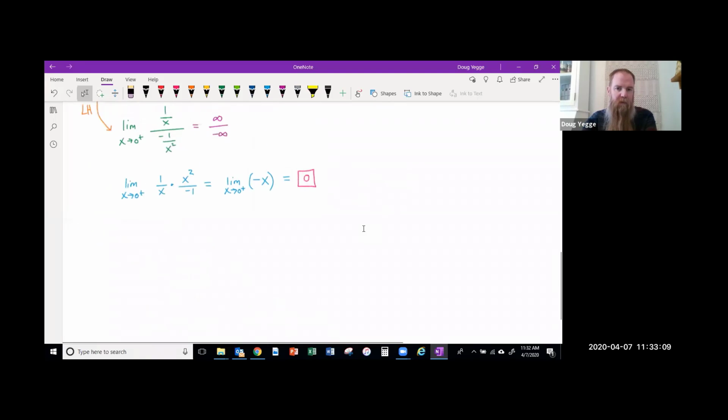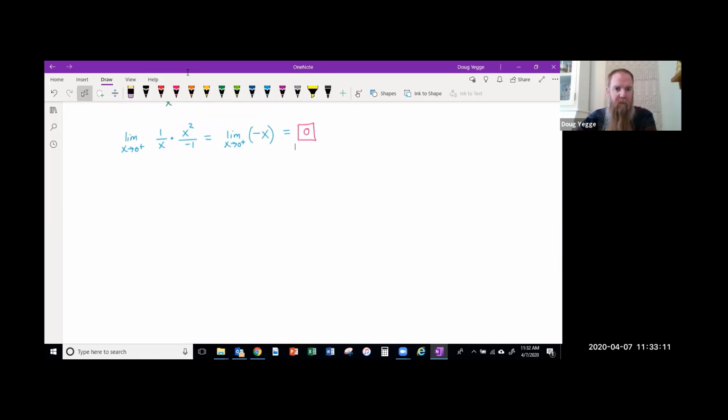All right. Well, let's do another type of indeterminate form, right? One more indeterminate form would be something like the limit as x approaches 0 from the right of 1 over x squared minus cotangent x.